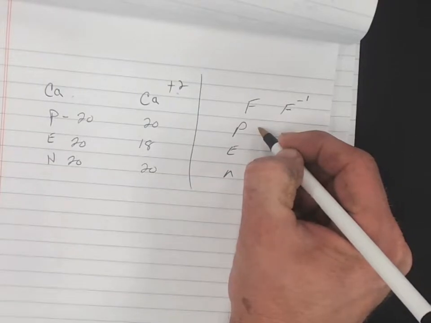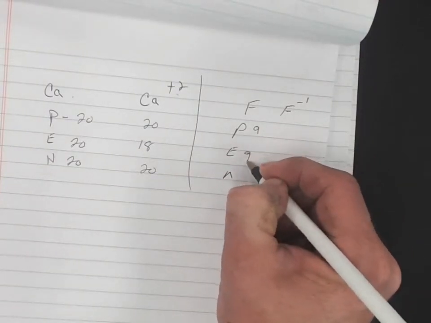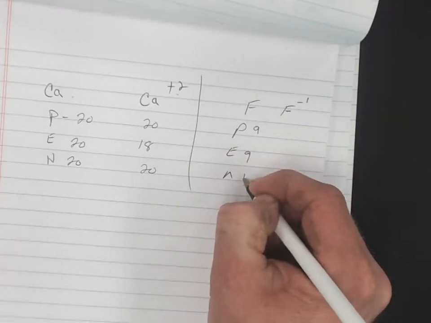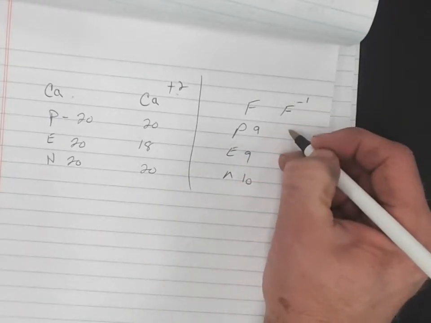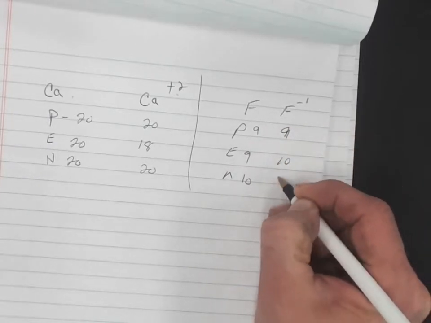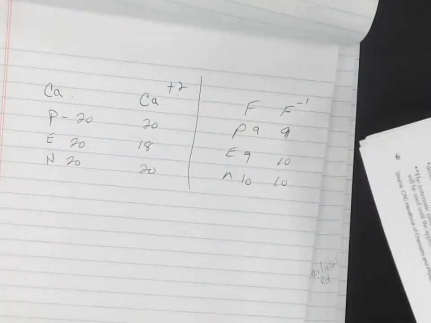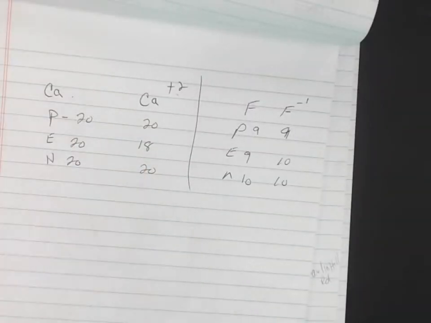Protons would be 9. Electrons would be 9. Neutrons would be 10. And then for the fluorine -1, protons 9, electrons 10, neutrons 10. Got it? Good.